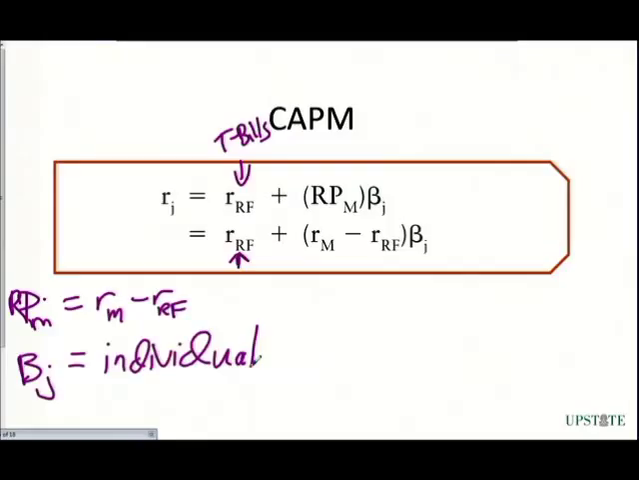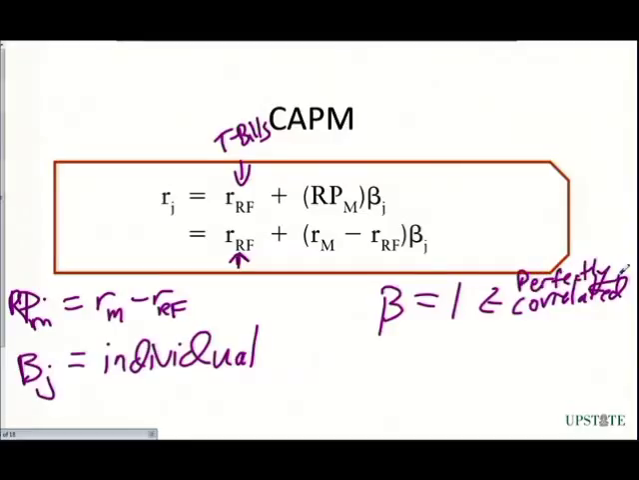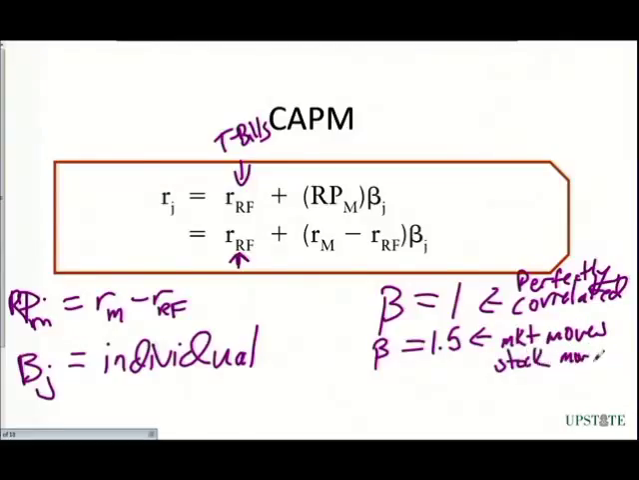Our relationships here are that if we have a beta equal to 1, this means that it is perfectly correlated with the market. If we have a beta higher, let's say a beta of 1.5, what that means is when the market moves, the individual security, the stock, will move more. That individual stock is moving more, so it is actually a riskier stock. When beta is greater than 1, that is riskier than the market.